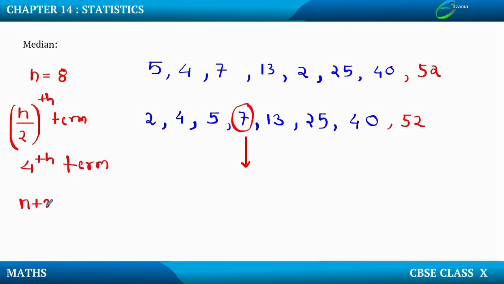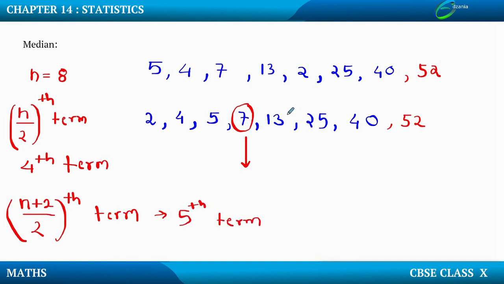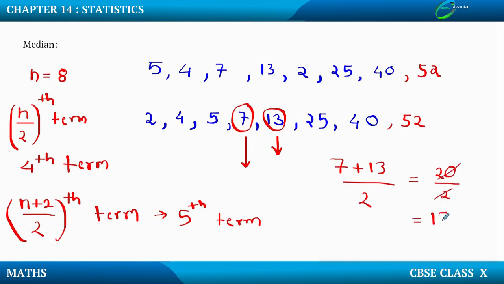Then we have n plus 2 upon 2, that is 8 plus 2, 10. 10 upon 2 is the fifth term. So fifth term is this. And then further, we take the mean of both the terms. That is mean of fourth term and fifth term. So 7 plus 13 upon 2. That gives you 20 upon 2. And 20 upon 2 is going to give you 10. So the median in this example is 10.